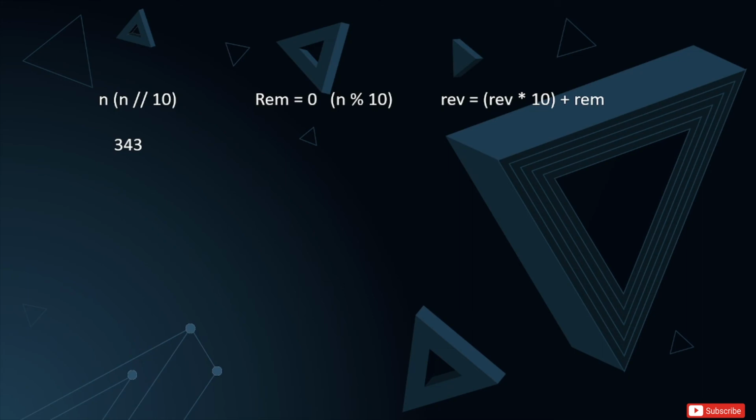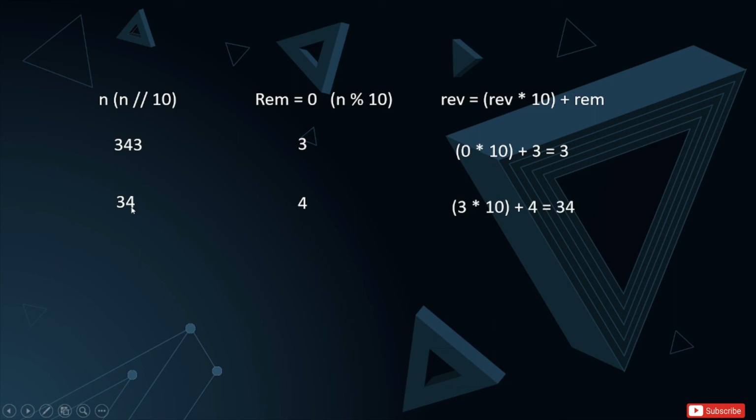Initially n value will be 343, and remainder will be 0 and reverse will be 0. Now if we do n mod 10, we will get 3. Now we add this 3 to reverse, so initially reverse value will be 3. Now we remove this 3 from n by doing n floor division 10, and we will get 34. To get the last digit, we do n mod 10 and we will get 4. Now we add this to reverse. This time the reverse value is 3, so 3 into 10 will be 30 plus 4 will be 34.